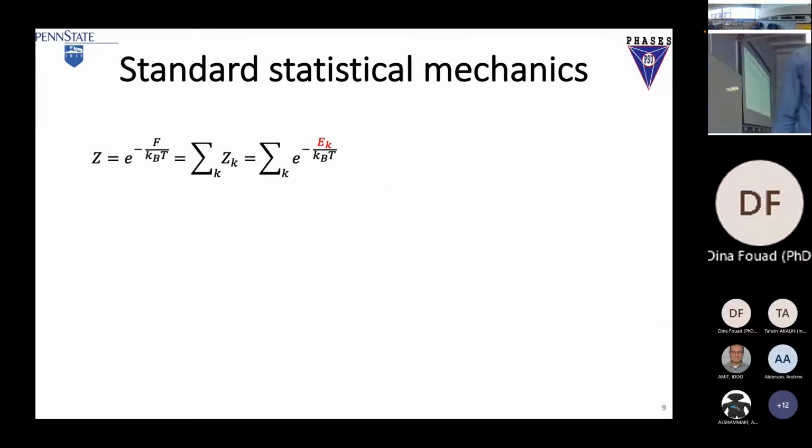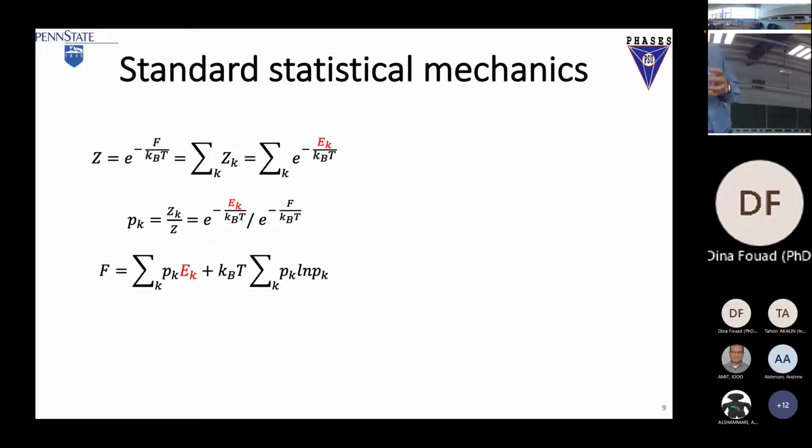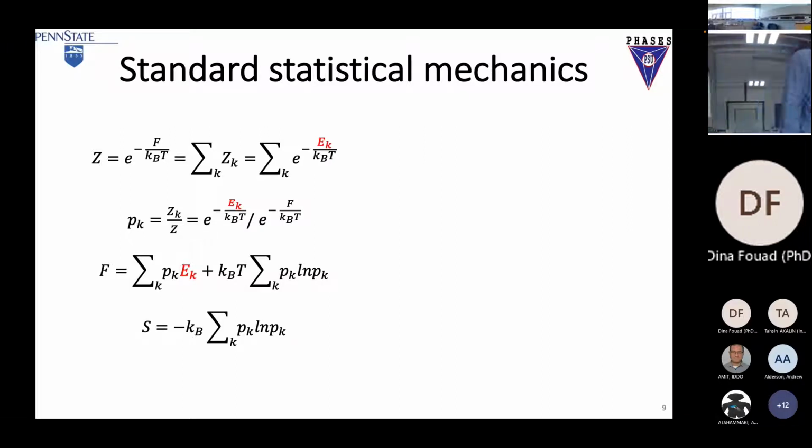So it goes to the standard statistical mechanics. The partition function Z of a system is the summation over the microstates of the system. F is the free energy, and E_k is the total energy of the individual microstates. And you can calculate the probability that way. But you have to realize that Z is unknown. Z is the solution. You have to solve the whole equation, minimizing the free energy, and then you can calculate the free energy and the entropy of the system. That's basically standard statistical mechanics.